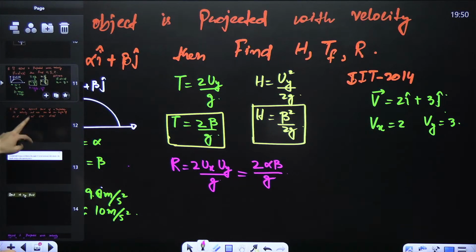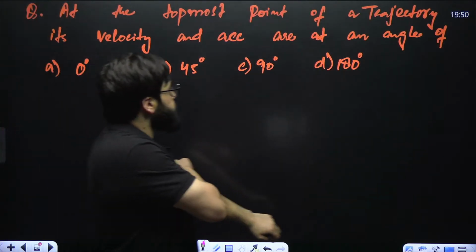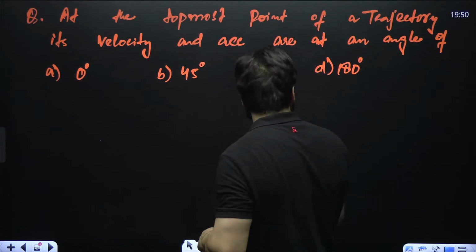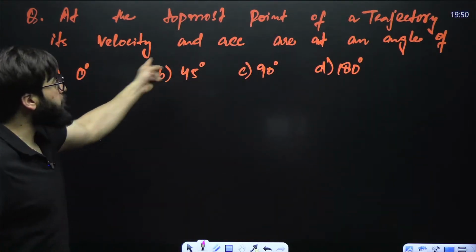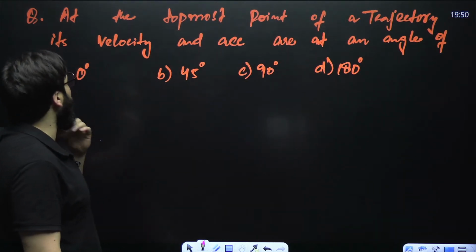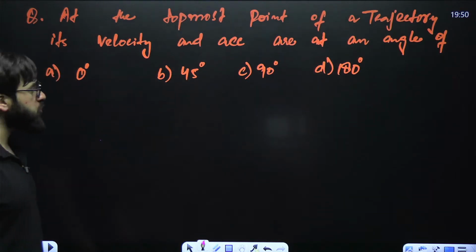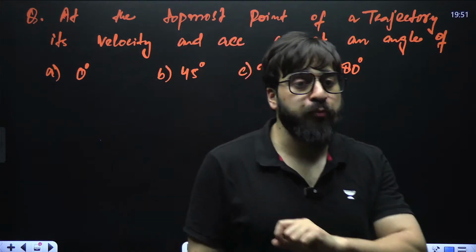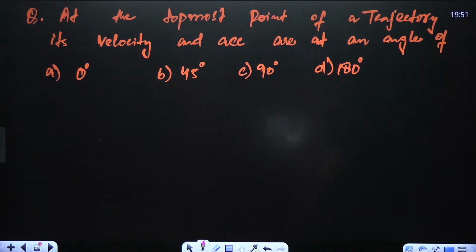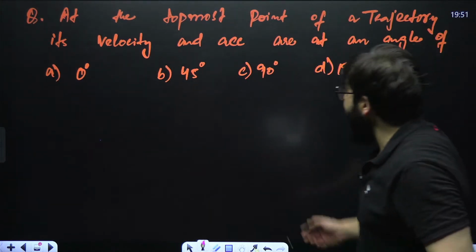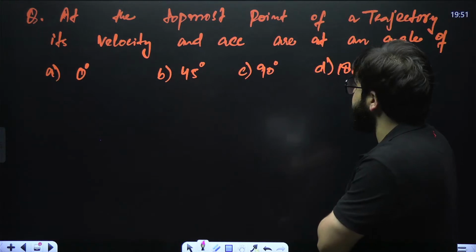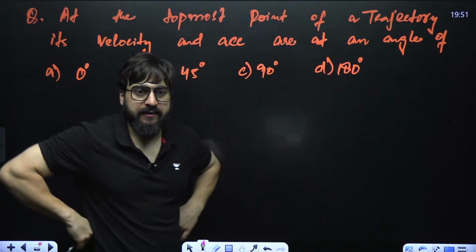Next, guys, we have got this question. I hope this is visible to each and every single student. At the topmost point of a trajectory, its velocity and acceleration are at an angle of what? We are supposed to find at the topmost point of the trajectory how much angle the velocity and acceleration are making. You guys are supposed to tell me that.